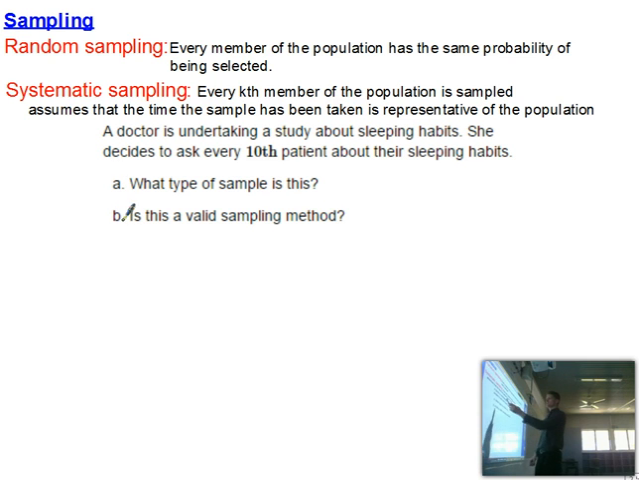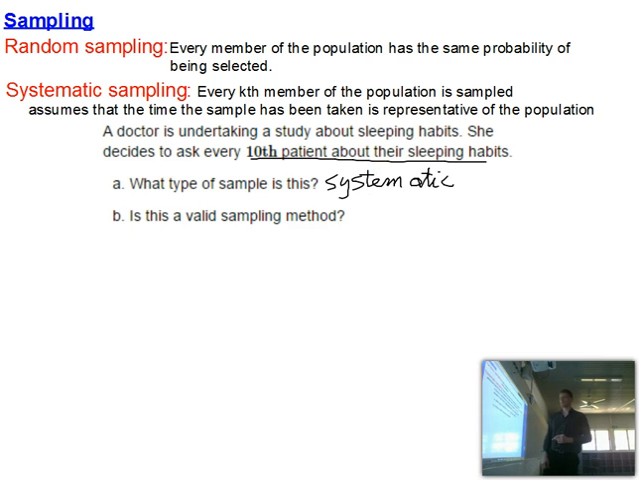So an example is a doctor undertaking a study about sleeping habits, and she decides to ask every 10th patient about their sleeping habits. Alright, what type of sampling is this? Well, if there's some rule or procedure to sampling, in that case, it's systematic sampling. Now, is it a valid form of sampling? Well, it's not too bad.